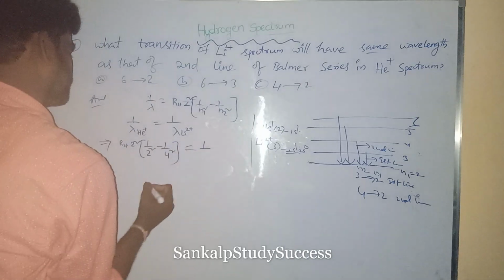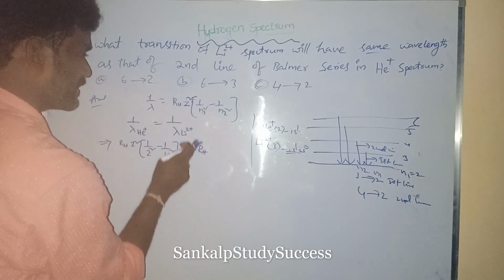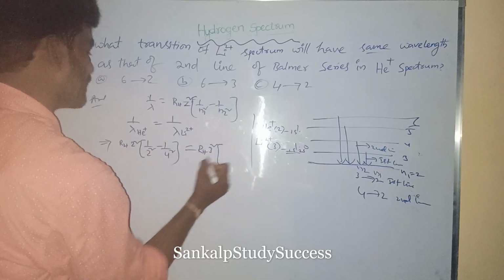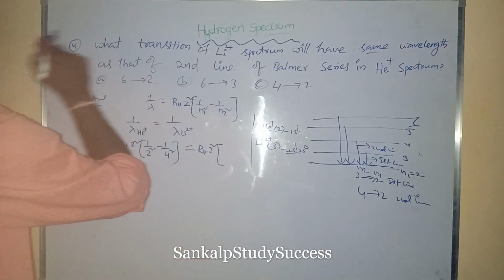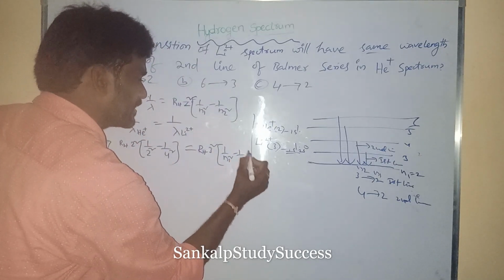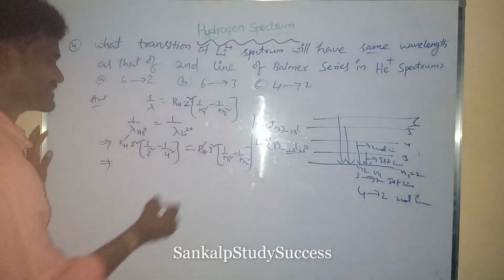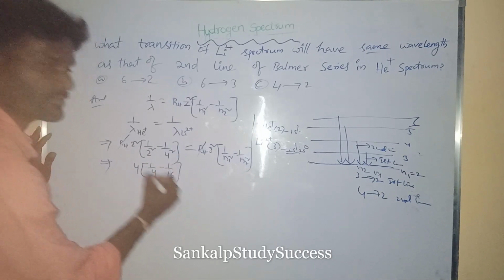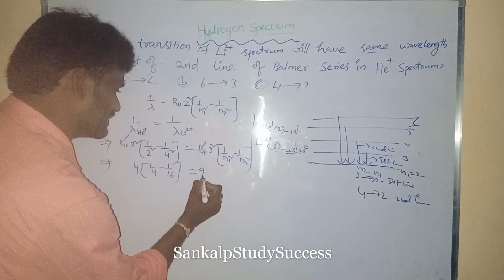Now for Li2+, RH into Z square. What is the atomic number of lithium? 3, that means 3 square into (1 by N1 square minus 1 by N2 square). Here the transition is not given, that is what is asked. Now RH is cancelled. 2 square means 4. So 1 by 4 minus 1 by 16 is equal to 9 times (1 by N1 square minus 1 by N2 square), since 3 square means 9.